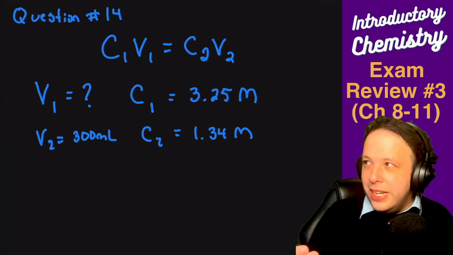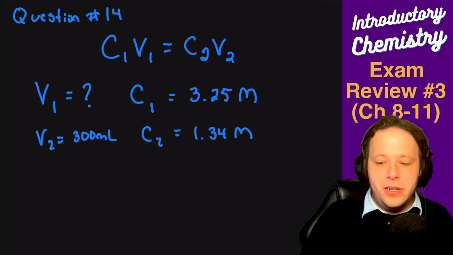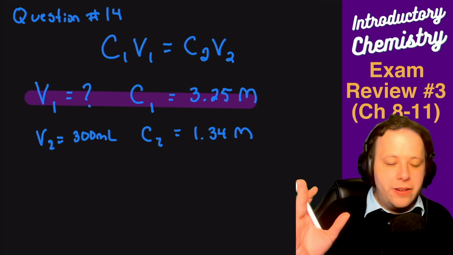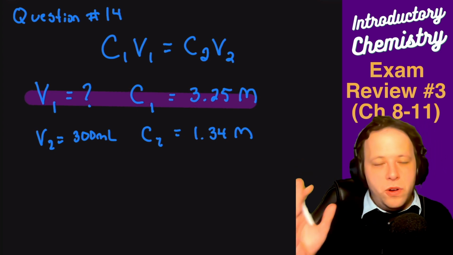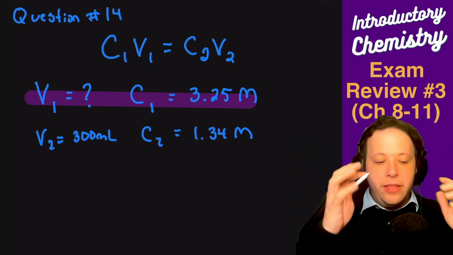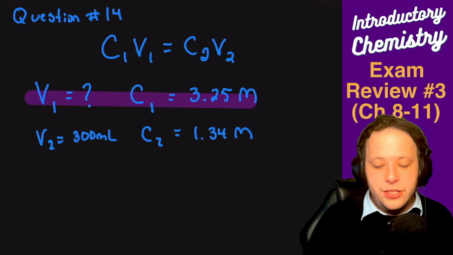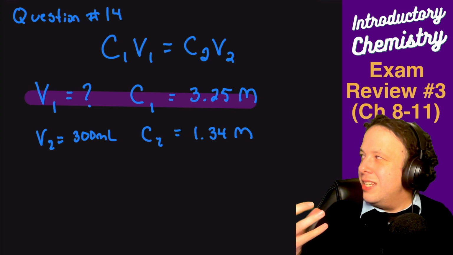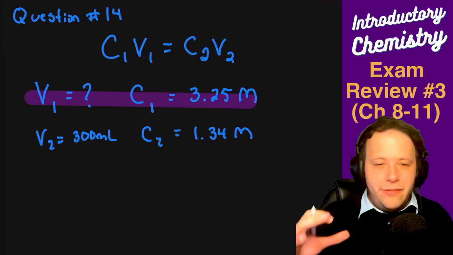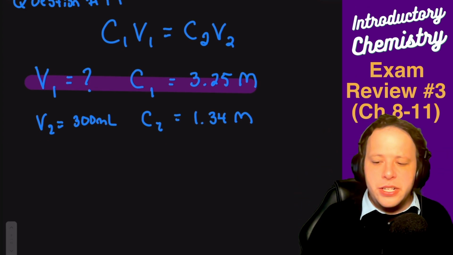So in this case, it says what volume of 3.25 molar. That means that these two are paired together. Doesn't matter if you label it as 1 or 2, that volume and that concentration are together. So you don't know what volume of C1 you have, that concentration. Then it says you want to make 300 milliliters, which is your goal. So you have a volumetric flask that's 300 milliliters and you want to make this specific concentration.